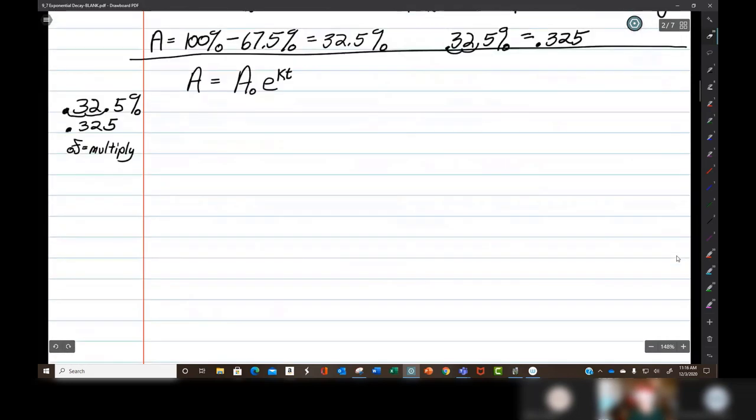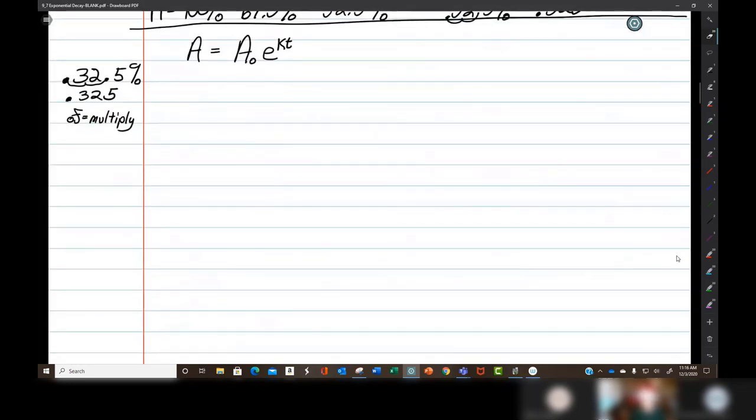So, here we go. The formula for half-life is 1/2 A naught, that's half the original amount, equals A naught e to the kt. But we do know the half-life, and it's 5750 years.